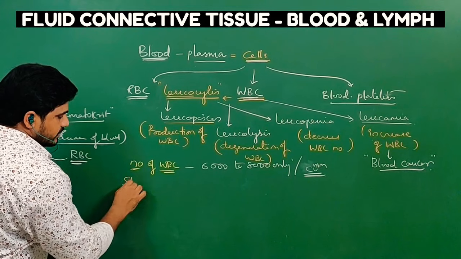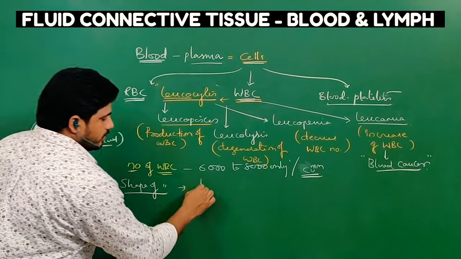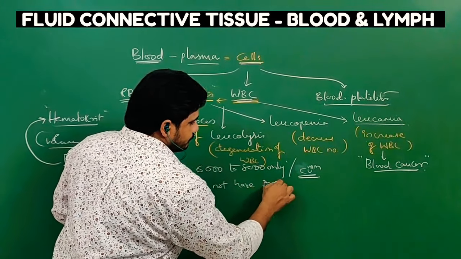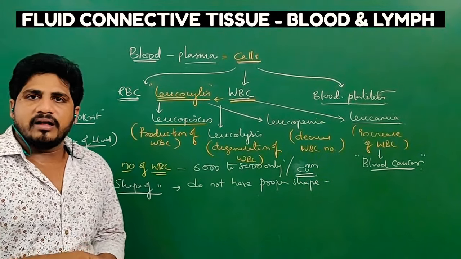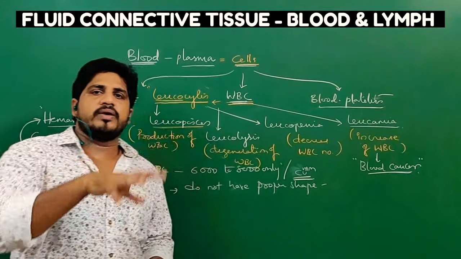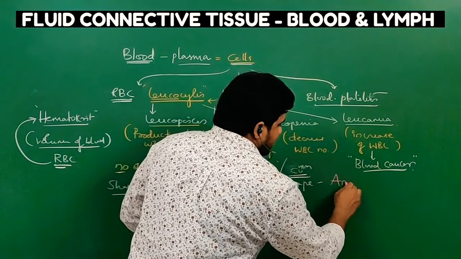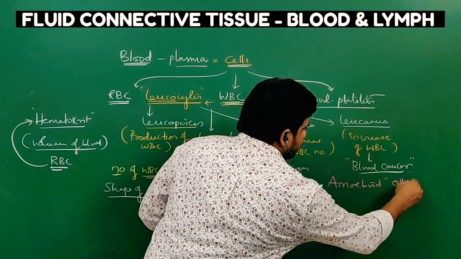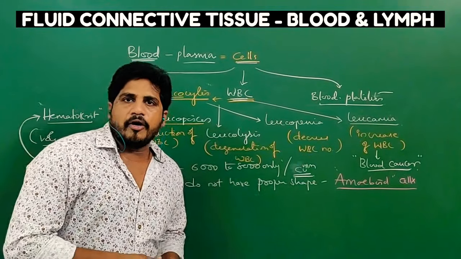Next point is, what is the shape of WBC? WBC do not have a proper shape. Just like an amoeba. An amoeba does not hold a particular shape; with the pseudopodium it always changes its structure. That is the reason they are compared to amoeba. So they are amoeboid cells. In shape they are compared to amoeba. That's why WBC cells are also called amoeboid cells.